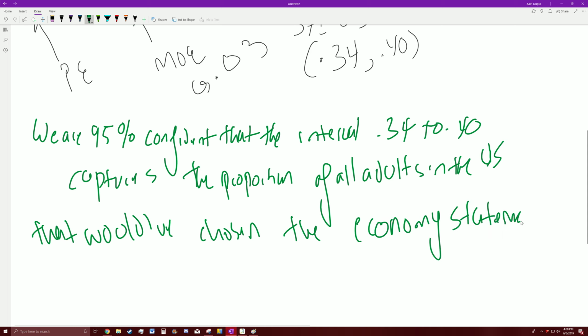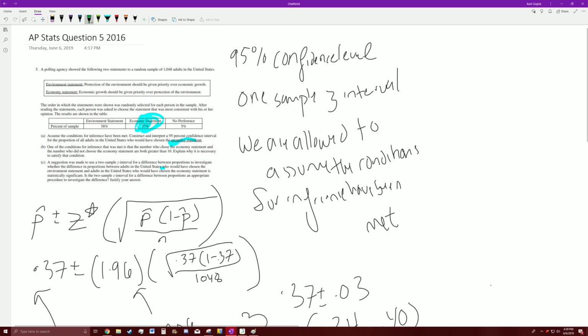One of the conditions for inference that was met is that the number who chose the economy statement and the number who did not choose the economy statement are both greater than 10. Explain why it is necessary to satisfy that condition. Well, that's the normal condition: n times p hat and n times 1 minus p hat are greater than 10. If those two values are greater than 10, it is safe to say that your distribution is normal.